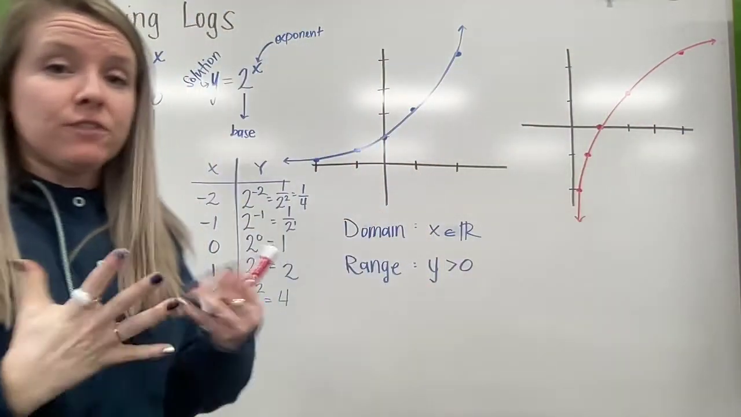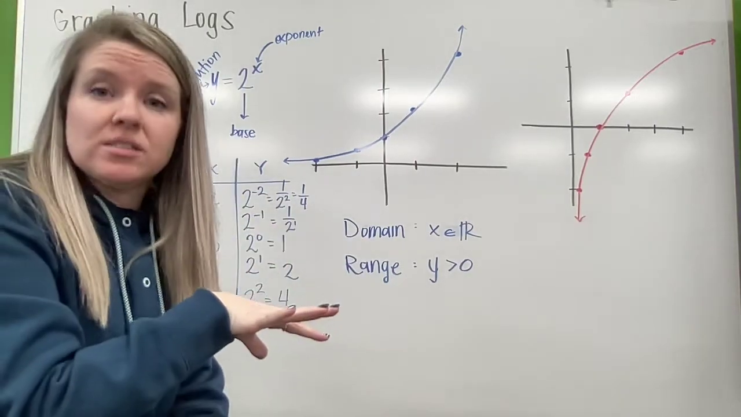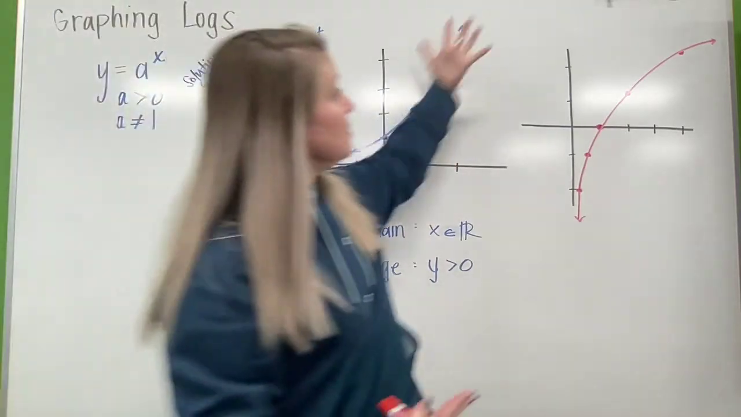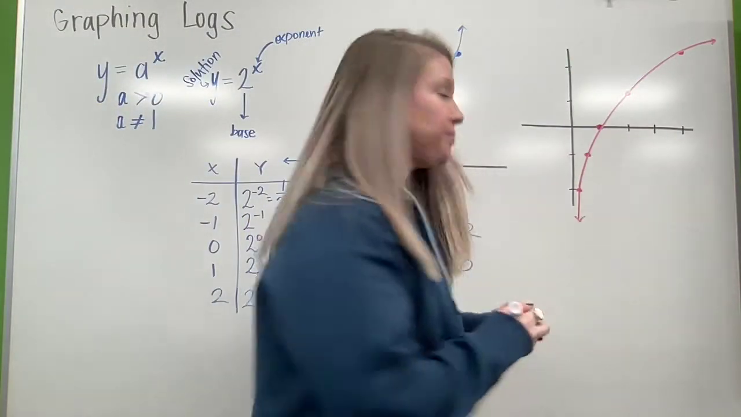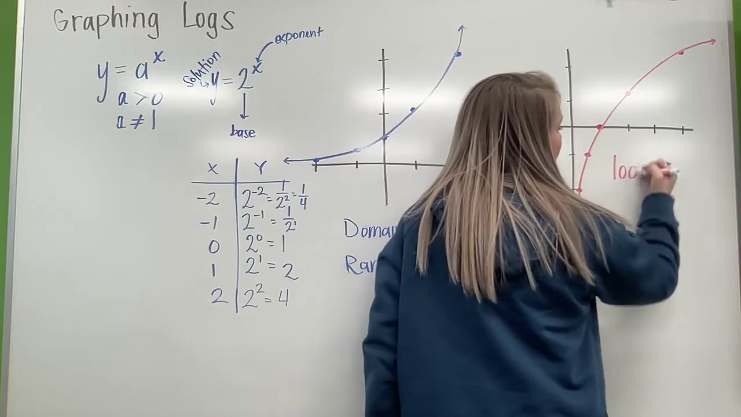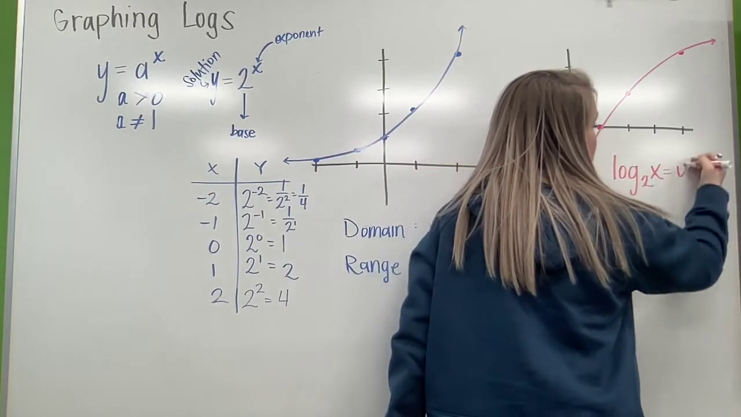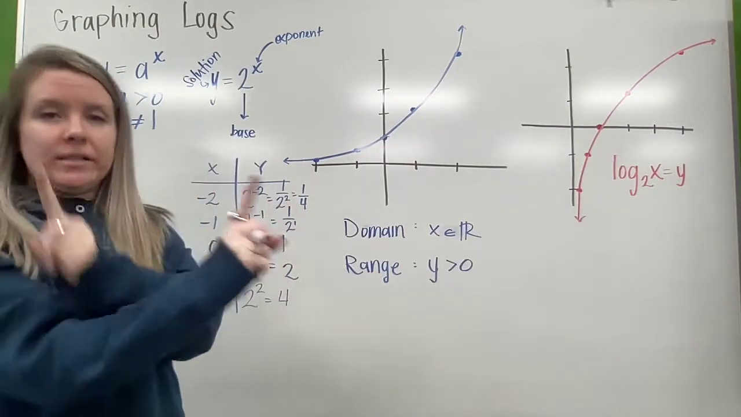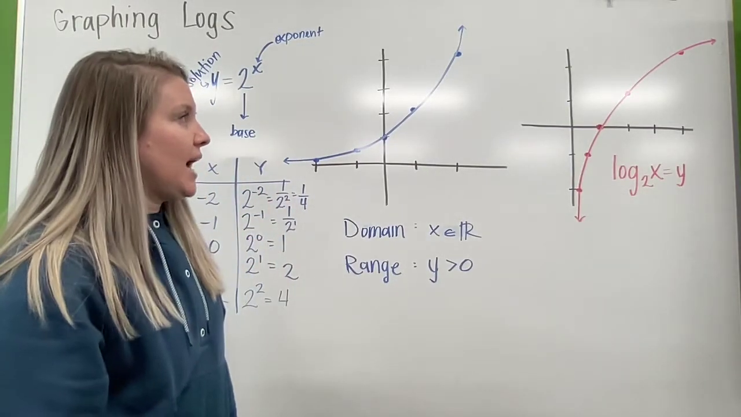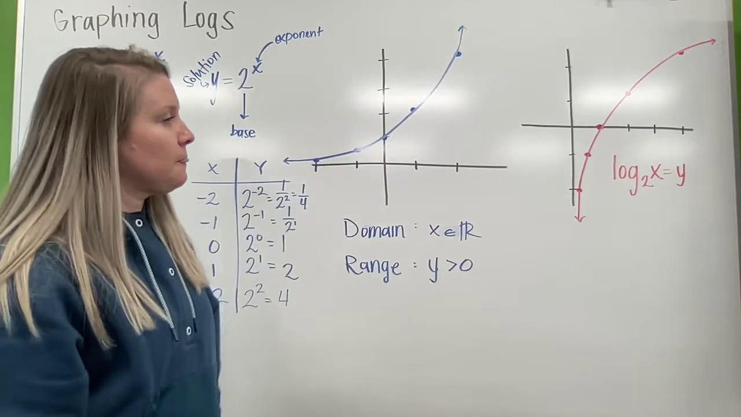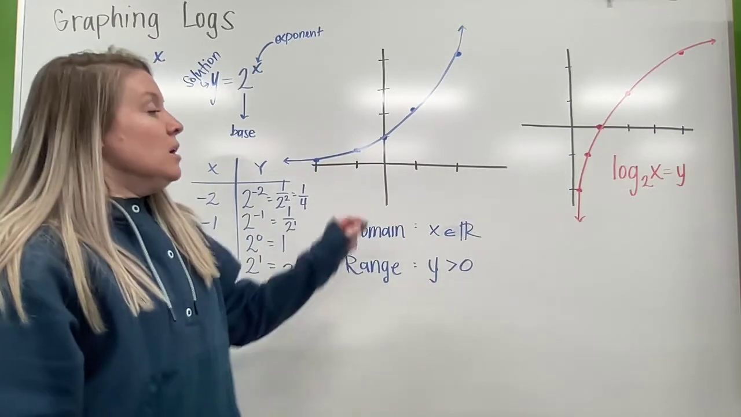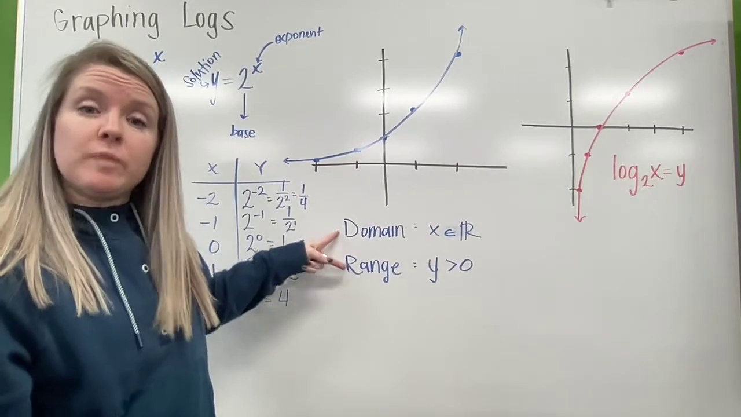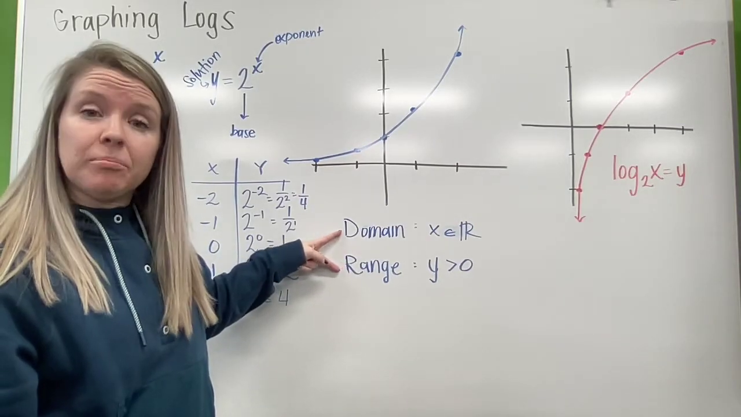Remember, with those inverses, we see a reflection across the line y equals x. So it's flipped, and we get our log. This is log base 2 of x. The base stays the same, and the x's and y's switch to become that inverse. The relationship here, the domain and range, also switch. Remember those x's and y's, and we can see it in our picture.